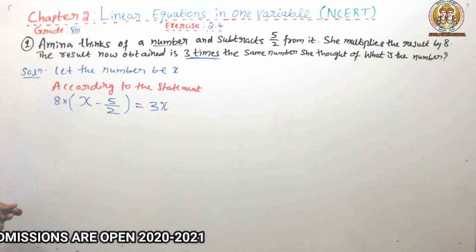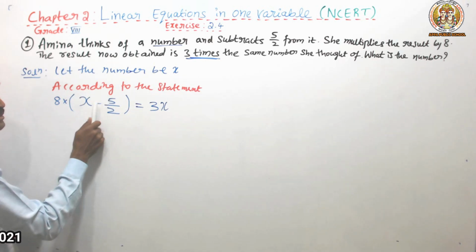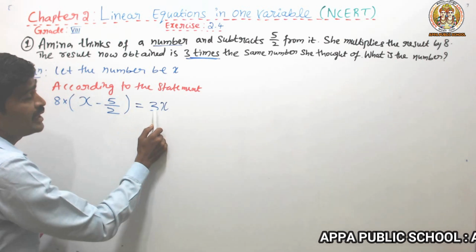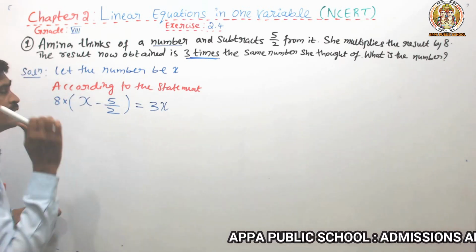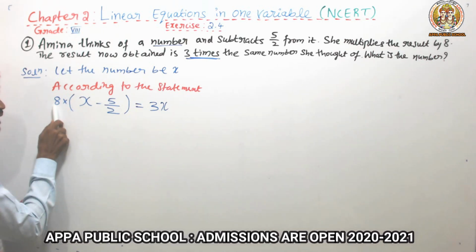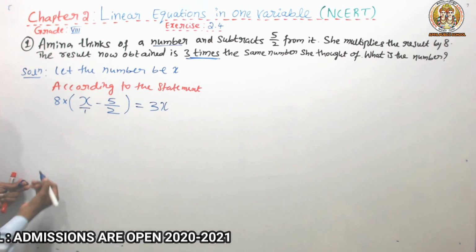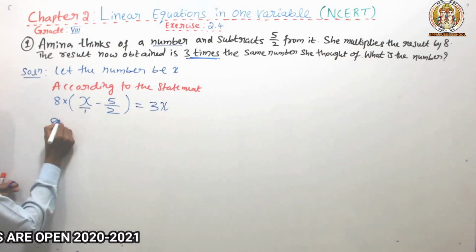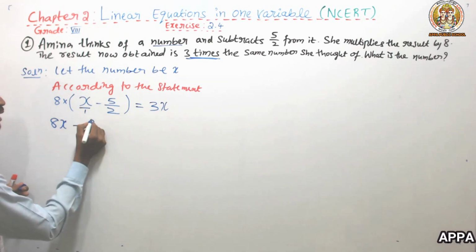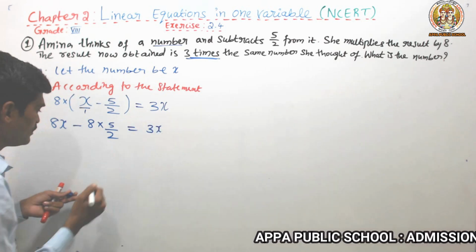I repeat, my dear students: let the number be x, subtract 5 by 2 from it, so x minus 5 by 2, multiply the result by 8, and you will get 3 times the same number, so we have to take 3x. This 8 has to be multiplied into both the terms. Nothing is there means you can write the denominator as 1. So 8 into x is 8x, plus into minus 8 into 5 by 2, is equal to 3x.